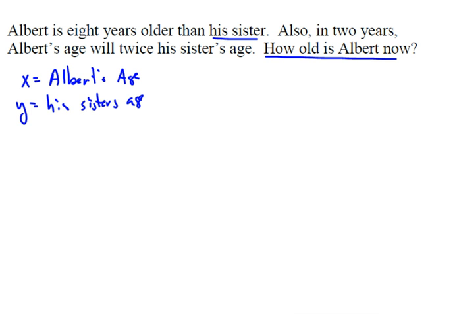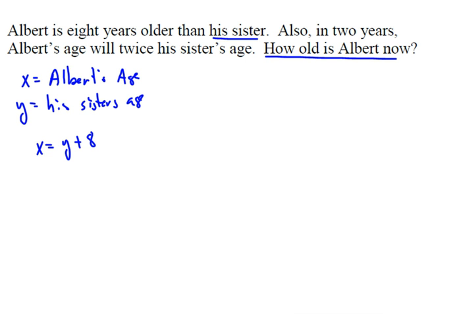Whenever you're writing these equations, something that helps me a lot is to follow the convention that "is" often represents an equal sign. So in the first sentence, "Albert is" means Albert's age equals, well, he's 8 years older than his sister, so whatever his sister's age is, if you add 8 to it, that's going to be Albert's age. So we can say x, Albert's age, is equal to his sister's age plus 8, or x = y + 8. If Albert is 10, his sister's 2, because Albert's 8 years older than his sister. Then it gives you a second equation.